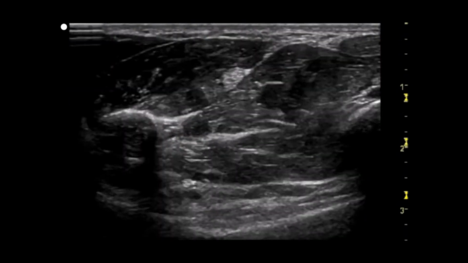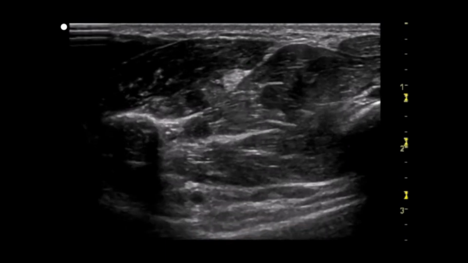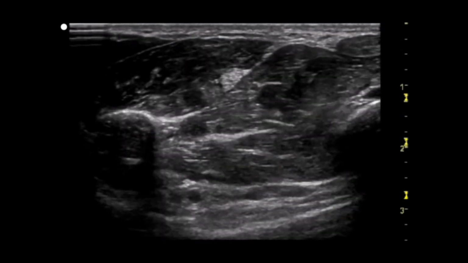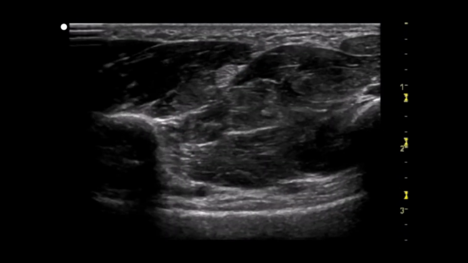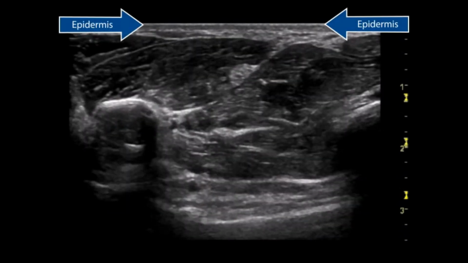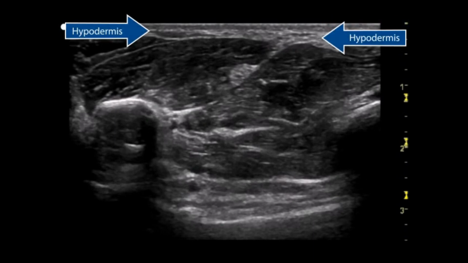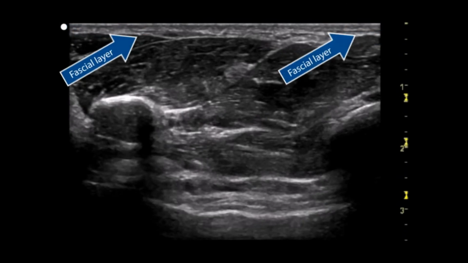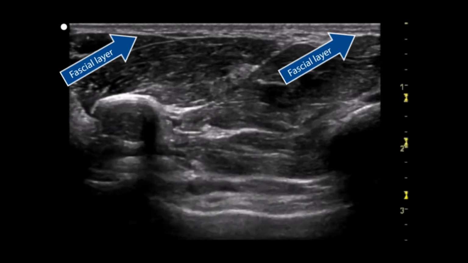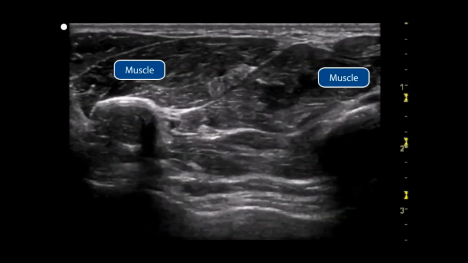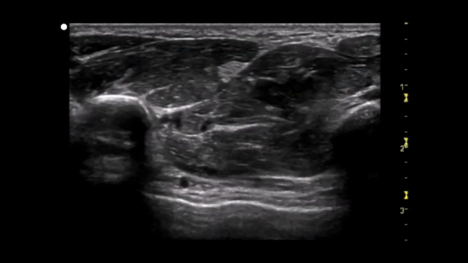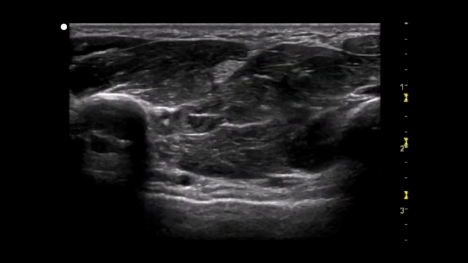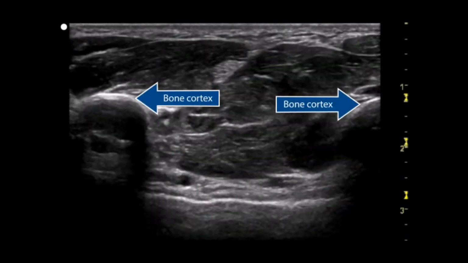Musculoskeletal sonography requires one to become familiar with the ultrasound appearance of certain tissue types, most of which are categorized as soft tissue. Soft tissue extends from the skin line or epidermis down through the hypodermis, also called the subcutaneous tissue. Then there is the subcutaneous fascial layer seen here, represented by this hyperechoic line. And then below this hyperechoic line, one can see the hypoechoic muscle, and then finally, one can see the very hyperechoic bone cortex. Here's one bony end here. Here's another bony end here.